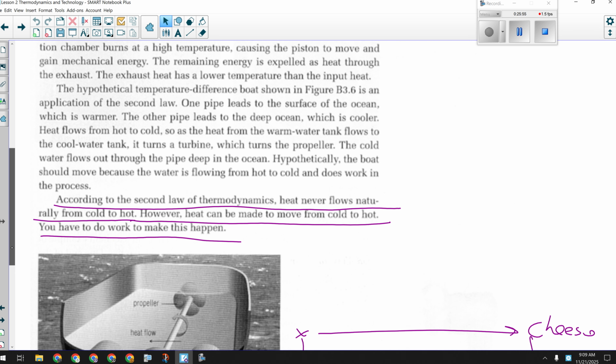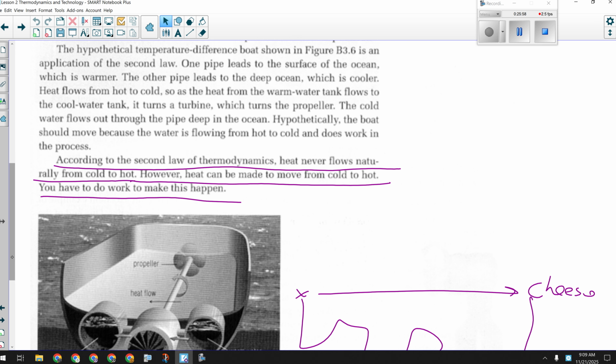So this little part here, according to the second law of thermodynamics, heat never flows naturally from cold to hot. You don't necessarily need to write that because it's kind of already up there. Heat can be made to move from cold to hot, but you have to do work to make that happen. It's like active transport. We'll talk about that in a minute.